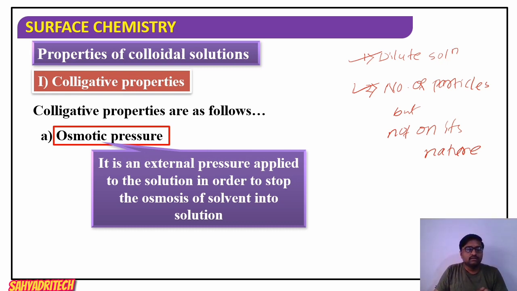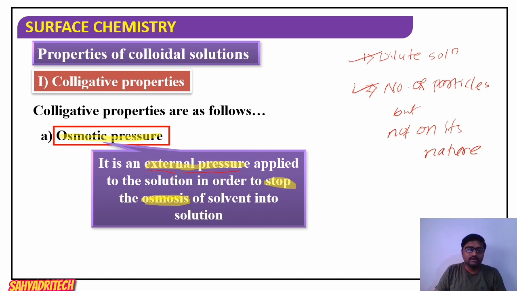Let us recall in brief, what is osmotic pressure? It is the minimum external pressure applied on a solution surface just to stop a phenomenon called osmosis. So remember, osmotic pressure is nothing but the minimum external pressure applied on a solution surface just to prevent osmosis.